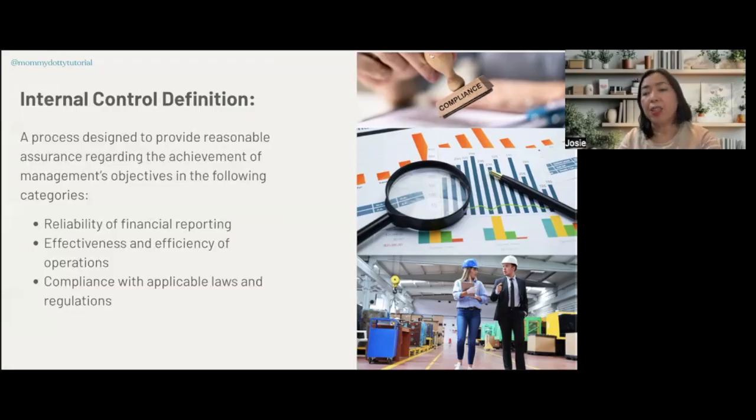The third one is compliance with applicable laws and regulations. So, an example, a manufacturer, for example, a pharmaceutical company, establishes internal controls to ensure compliance with FDA, the Food and Drug Administration, regulations. So this includes rigorous documentation of manufacturing processes, regular quality audits, and proper training of employees to maintain adherence to safety and quality standards. So these measures help the company avoid legal and regulatory penalties, ensuring their products meet the required standards for consumer safety.